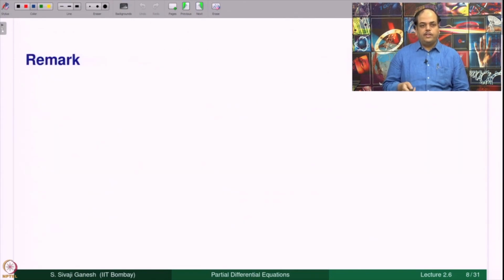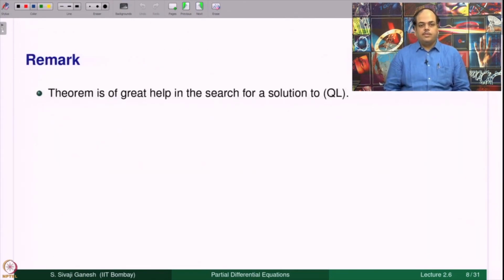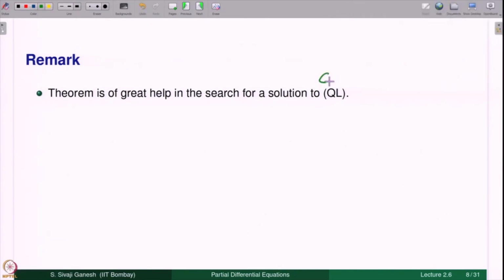Now, a remark about this theorem. The theorem is of great help in the search for a solution to quasi-linear equations, namely the Cauchy problem for quasi-linear equations.